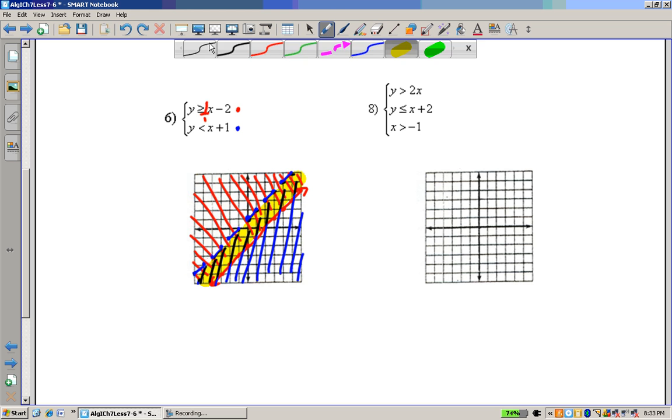And that brings up an interesting point. If they had been the other way, if this had been less than or equal to, and this had been greater than for the blue, then you would have a situation where there's actually no solution. And that is possible for a system of linear inequalities. If there are never shaded more than once, then you would have no solution. And that is definitely possible. So keep an eye out for that.